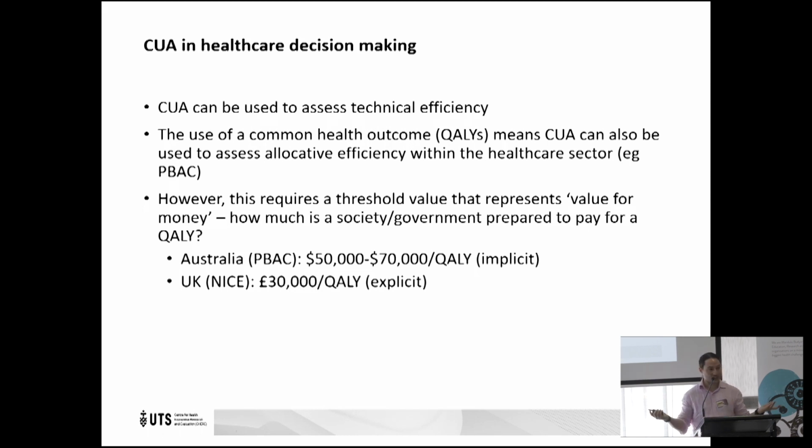But what represents value for money? And as Stephen mentioned earlier, there are a couple of threshold values. An implicit one in Australia and an explicit one in the UK.